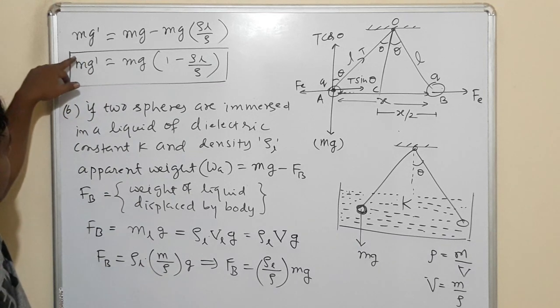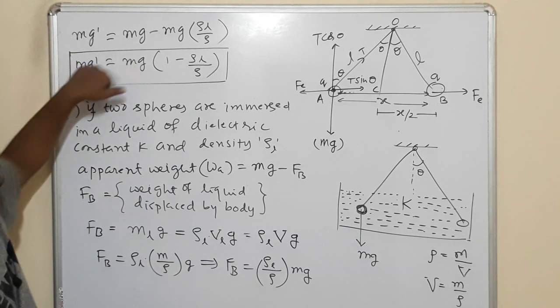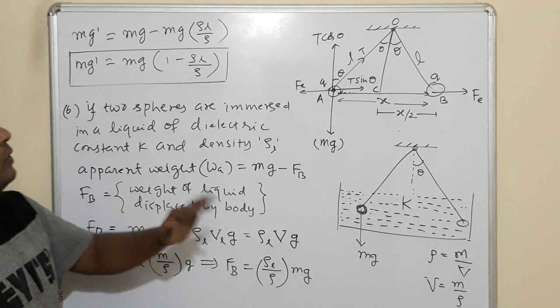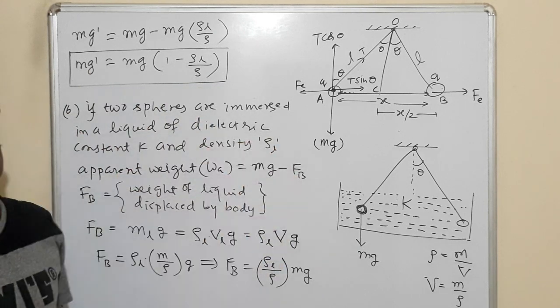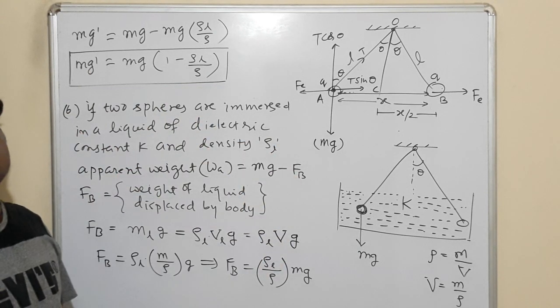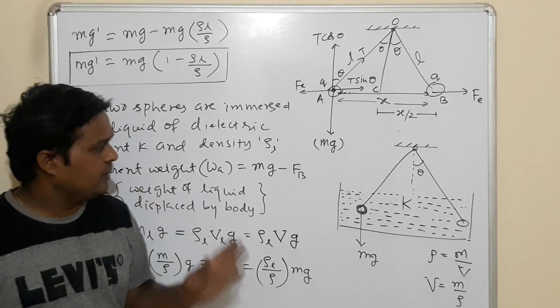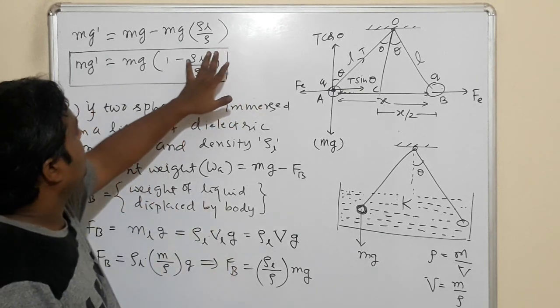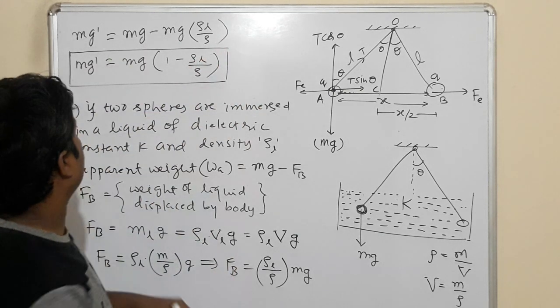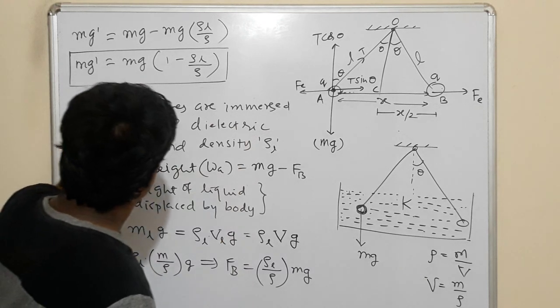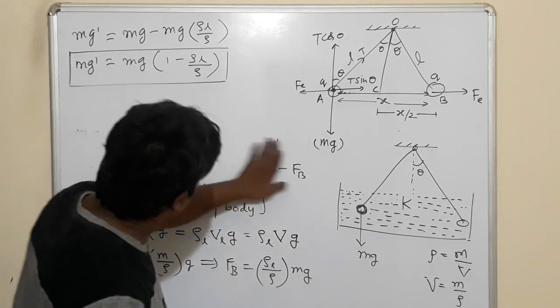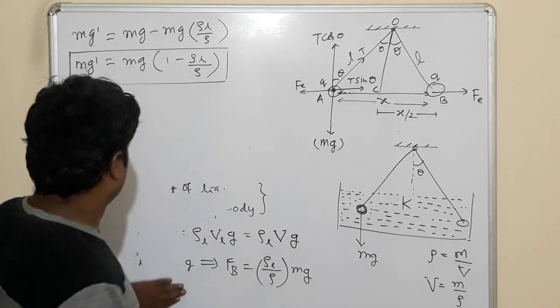See, if you cancel this m and m, you will get the effective acceleration due to gravity inside the liquid. Okay, to try to understand, this is the formula to calculate apparent weight. Now, can you calculate the theta?